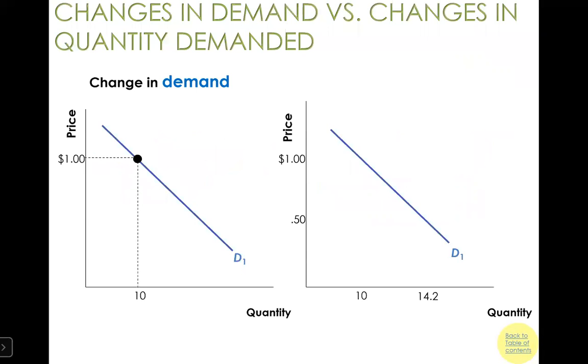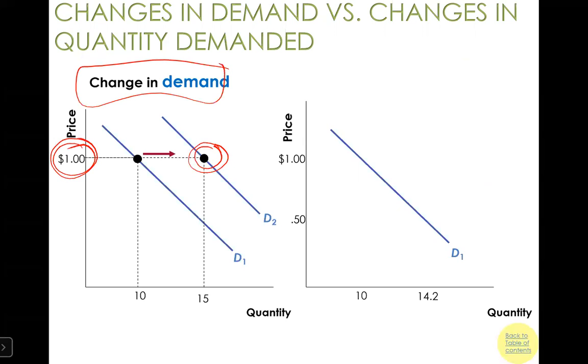Okay. A change in demand means the demand curve itself shifts, right? If the price stays the same, the quantity demanded will be different. Then there's a change in demand. It can be increasing or decreasing. When the price is fixed but you see a different quantity demanded, this is a change in demand, on the left-hand side.